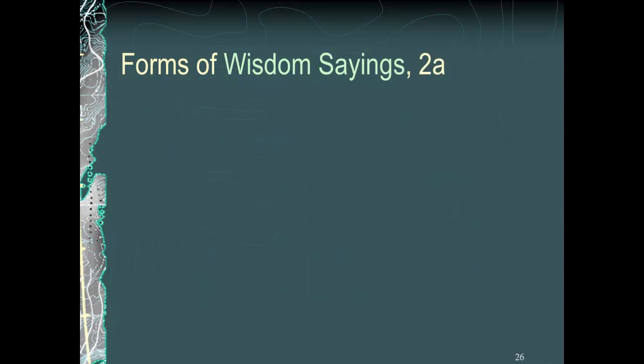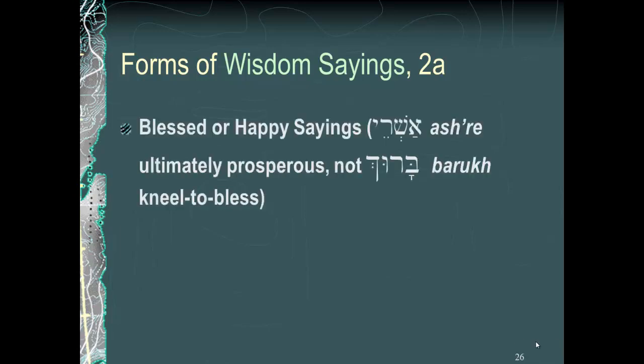Another form which we find the sages employing for their wisdom sayings was a form which we might call the blessed or the happy sayings. And here we need to clarify that the Hebrew used is ashrei, which means ultimately prosperous, having achieved the best in life. This is not the same as another Hebrew word, unfortunately, often translated blessed, which is baruch, and this is more the technical meaning of kneeling to bless or receiving a blessing from someone, that is a good saying from someone in oftentimes a superior position, such as being blessed by God.